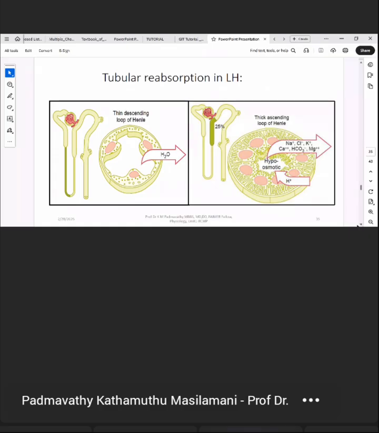Okay. Loop of Henle, because there are two components, descending limb and ascending limb. Descending limb is more permeable to water. Ascending limb is impermeable to water, whether it is thin or thick. So thin or thick, it is impermeable to water.